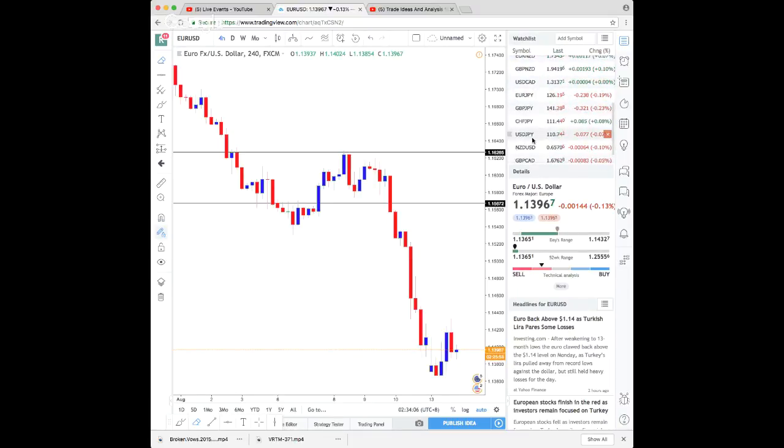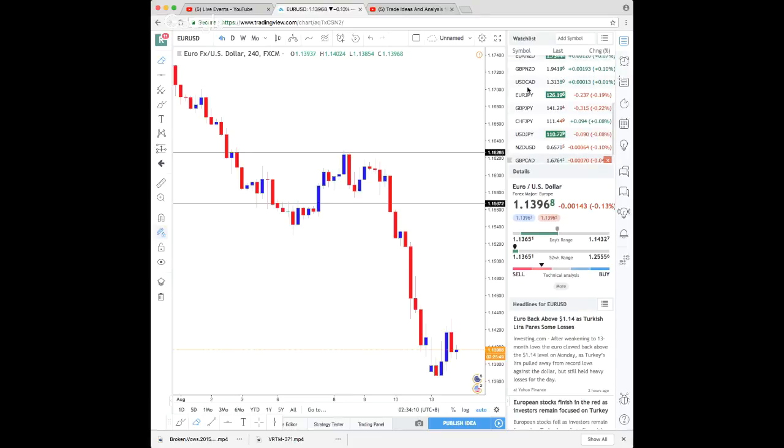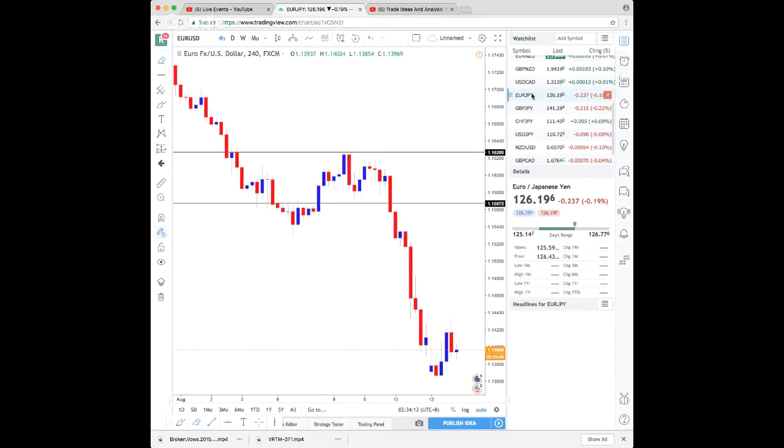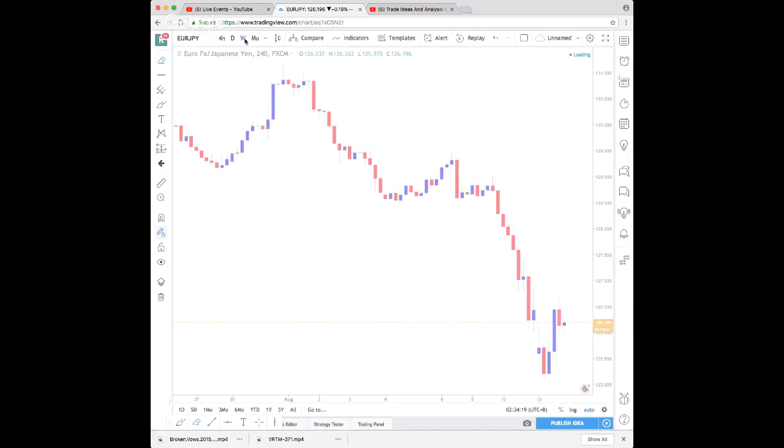I'm still looking for a sell at euro yen as well. Okay, let's go to euro yen. You can just take a look in your charts and ask yourself whether you see a setup. So begin with weekly, ask yourself.